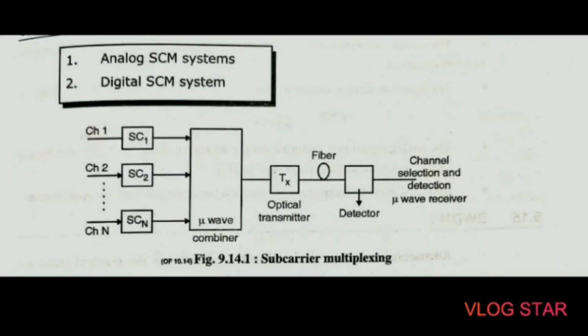Next is the optical time division multiplexing. As we know, TDM is normally performed in the electrical domain, but it becomes difficult to attain high bit rates for optical communication.